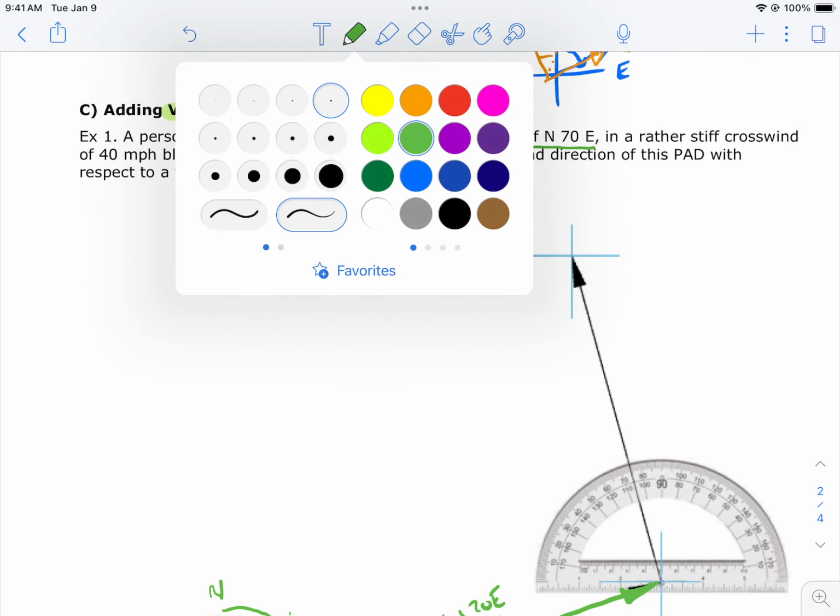Draw one vector, and when you get to the end of that vector, start there, draw your next vector. Go all the way back to where you started, go all the way to where you ended, join those two points. That's how you find your answer, your resultant, or what adding up the two vectors gets you.